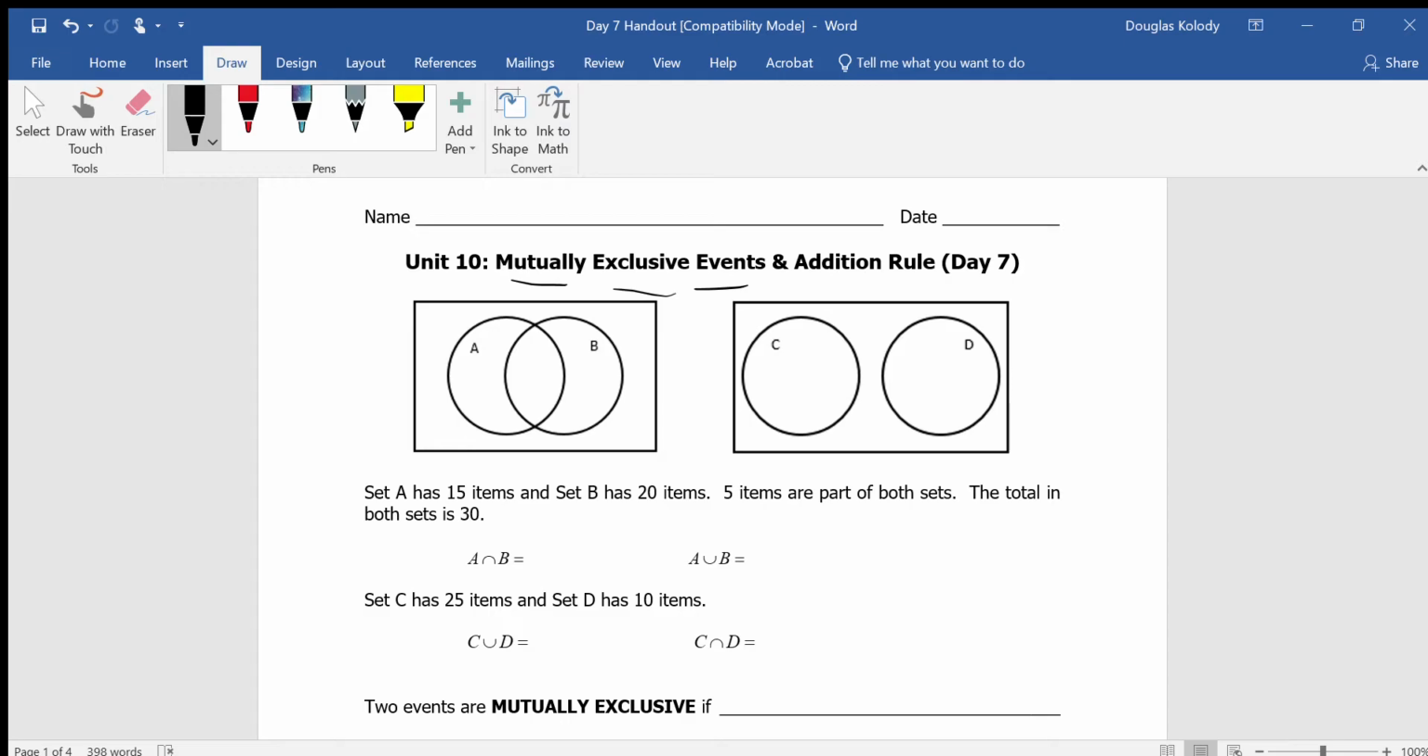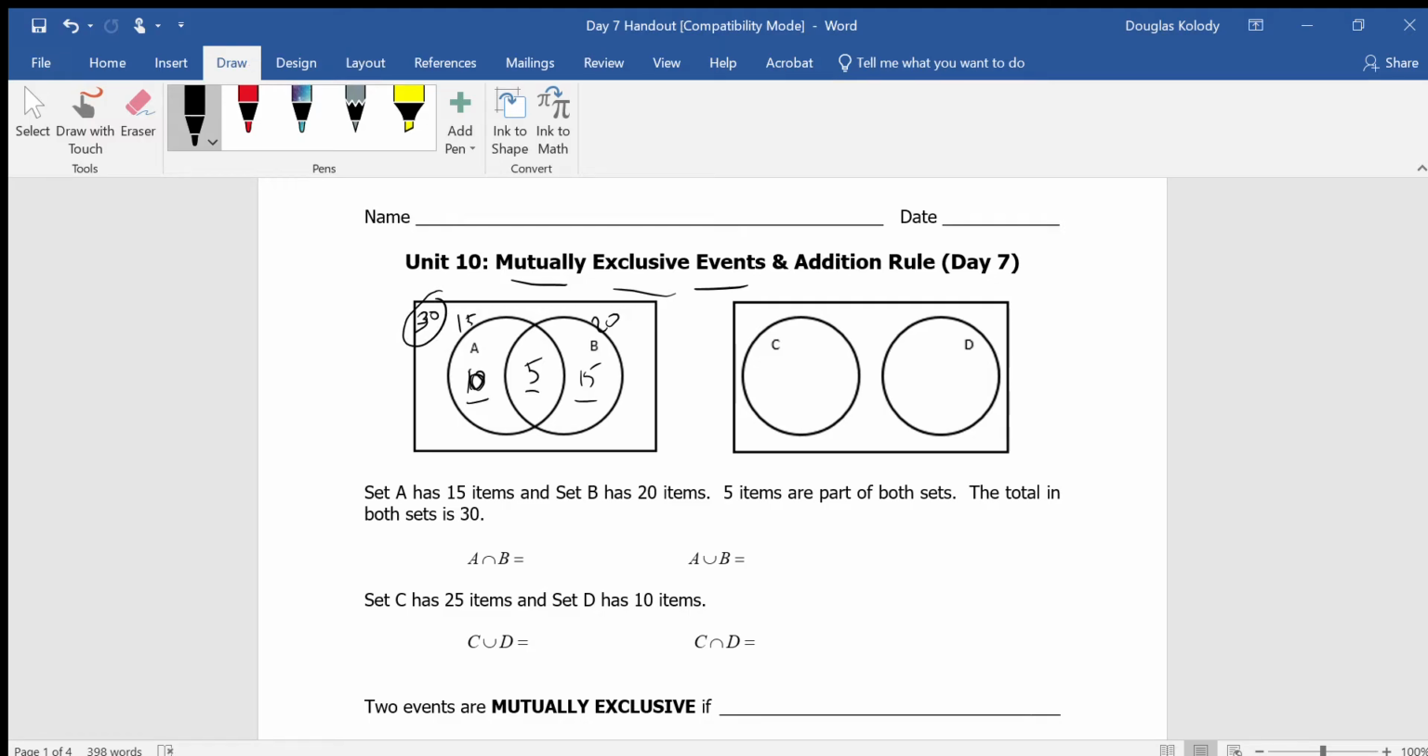It says set A has 15 items, set B has 20 items. 5 items are part of both sets, and the total in both sets is 30 items. I'm starting with this because Venn diagrams are familiar to us; we've just worked with them. Simple subtraction: 15 minus 5 is 10, and 20 minus 5 is 15. We're not going to deal with anything outside the circles. 10 and 15 is 25, plus 5 is 30. 10 plus 5 plus 15 gives you all 30, and we're done there.